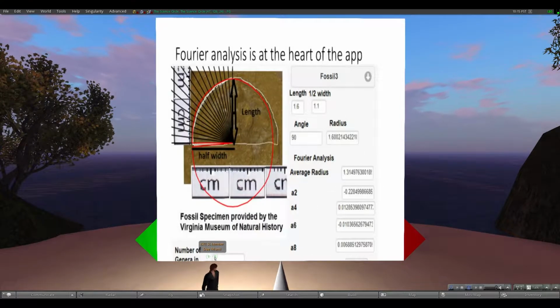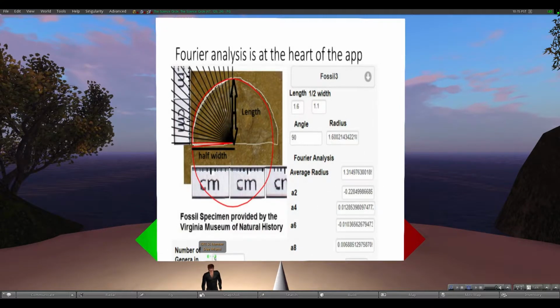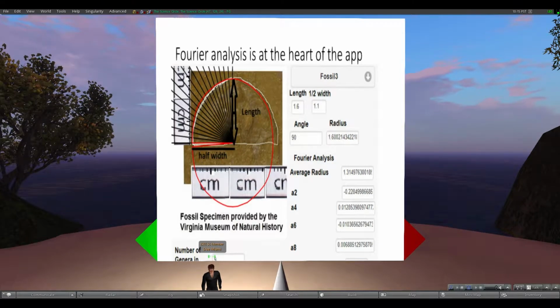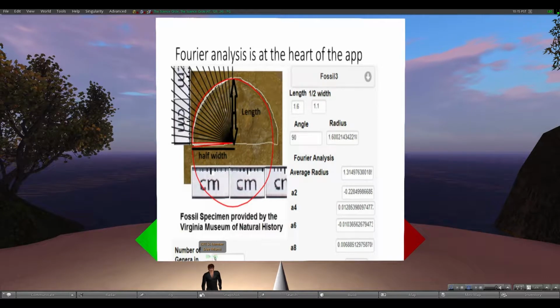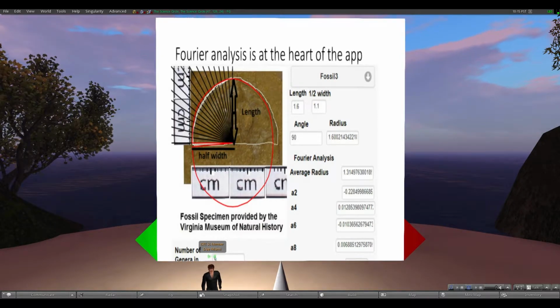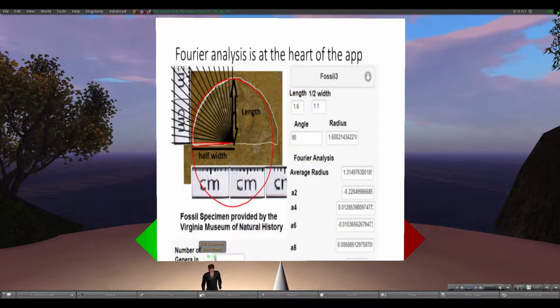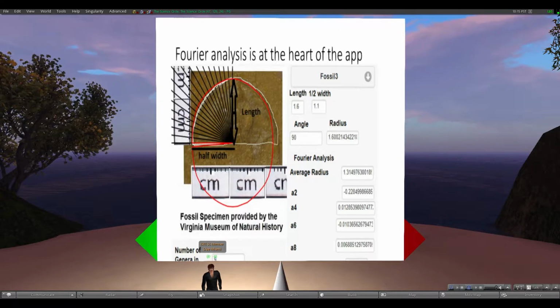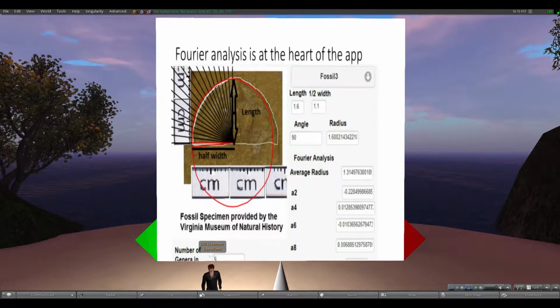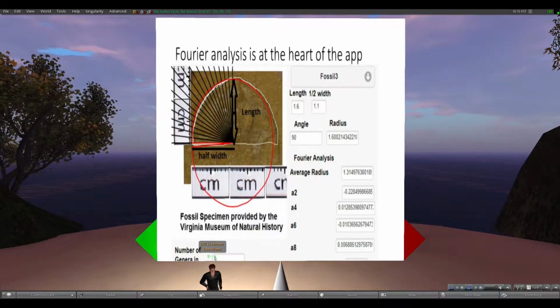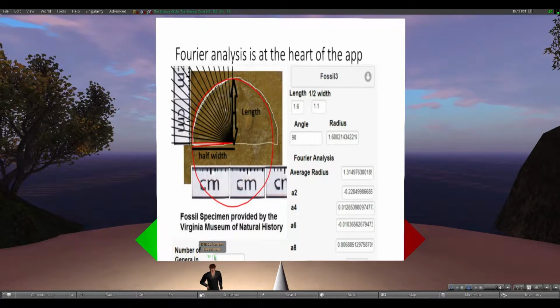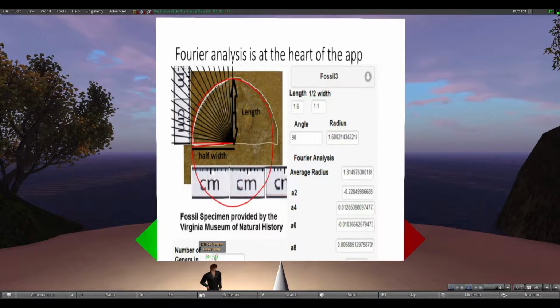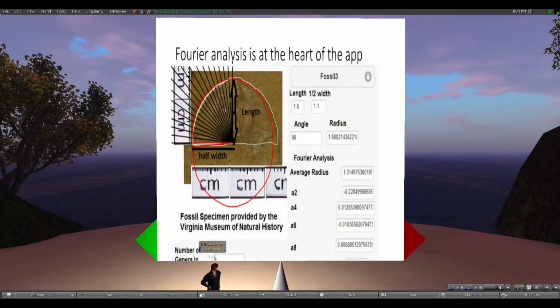So for a long time, I've been very interested in Fourier analysis. I've been writing an app that allows people to quickly and easily do a Fourier analysis or shape analysis of different fossils. It's on my website. I'm going to give that to you in a few minutes. The app is totally free. I basically do a lot of it during my planning period at the high school. So the state of Virginia essentially is funding this, which is nice.